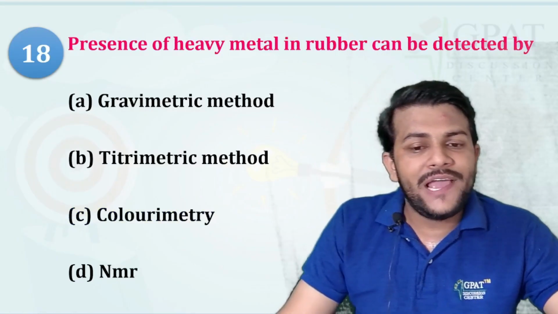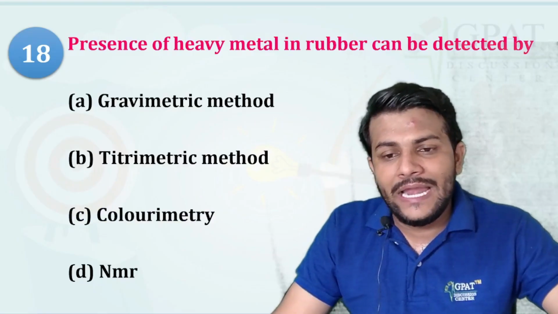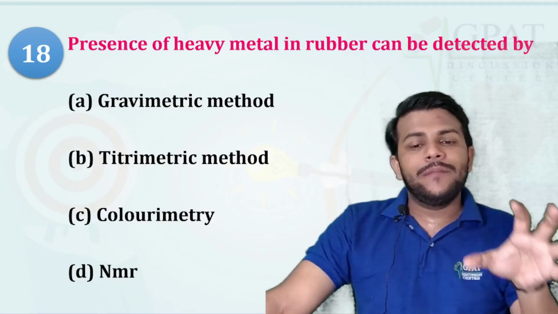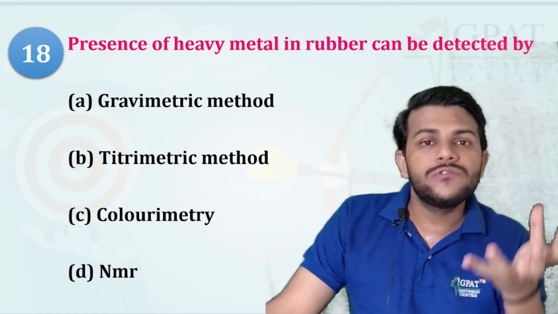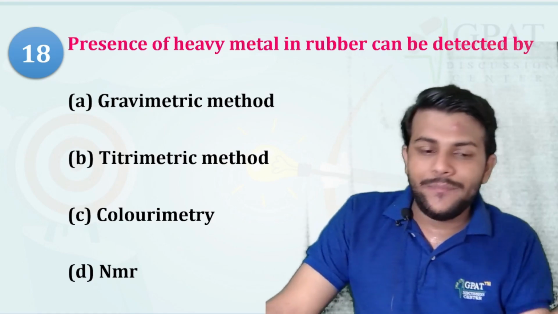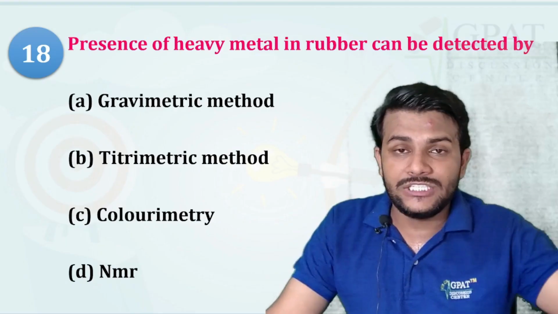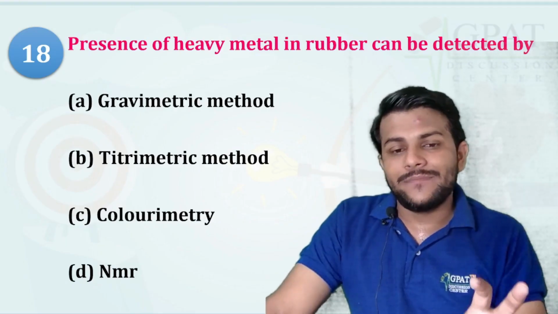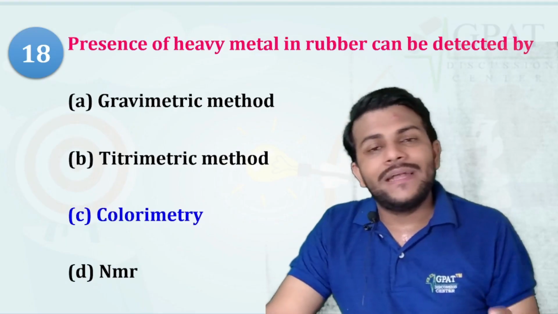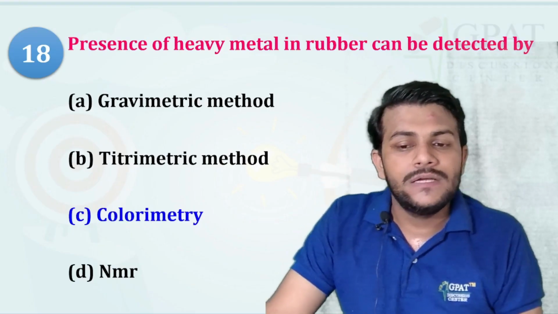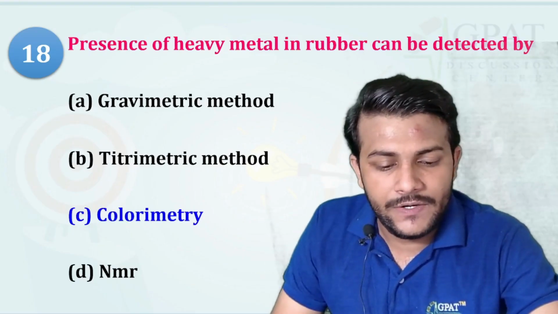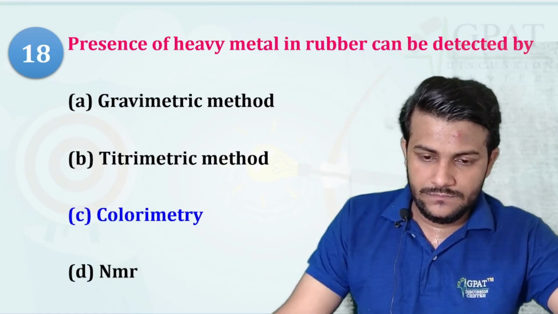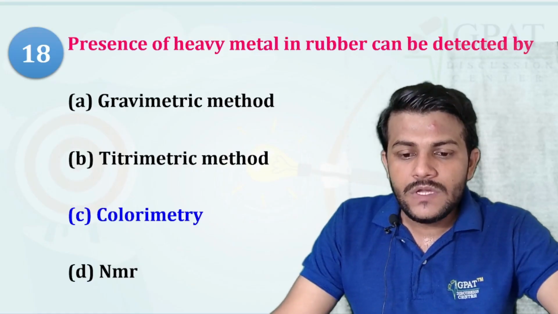Next, the presence of heavy metal in rubber can be detected by which method? There is the gravimetry method, in which we use the weight. Titration we can do. Colorimetry we can examine by the color. Heavy metals basically produce color in the rubber, so we can identify them by colorimetry. Got it? Colorimetry.